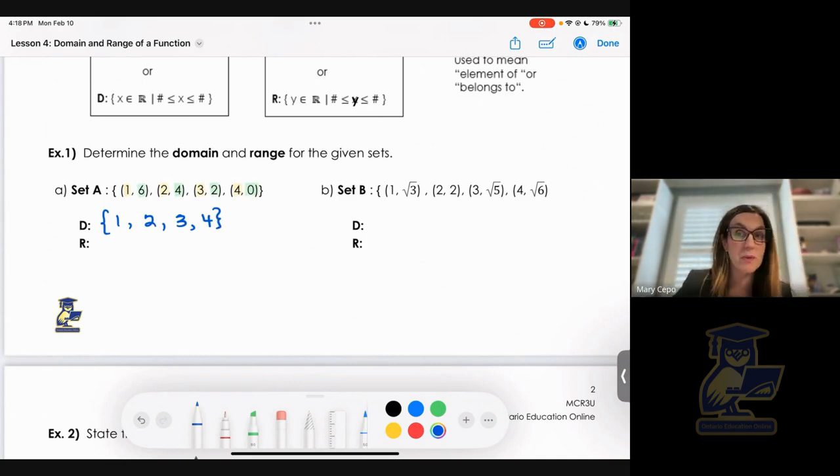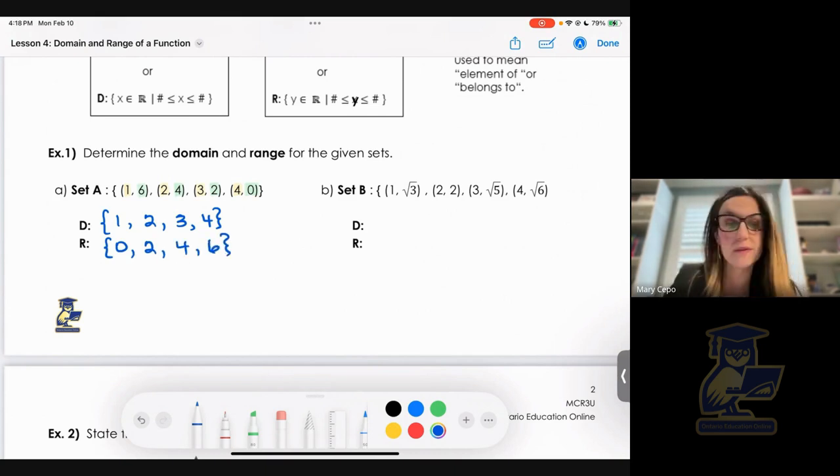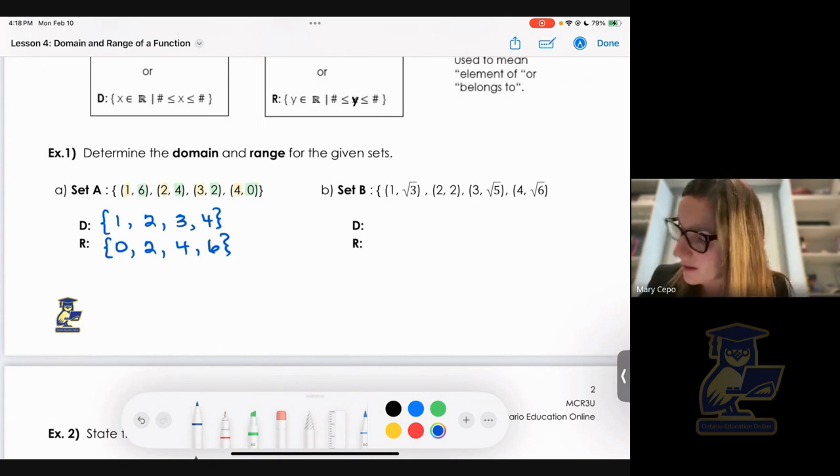Okay, range are my possible values for y. And remembering again, although the order that we see in the ordered pairs, they are not in increasing order, when expressing our domain and range, we always want to be conscious of that. So 0, 2, 4, and 6. Set B, again, from lowest to highest. So lowest to greatest, we'll highlight that.